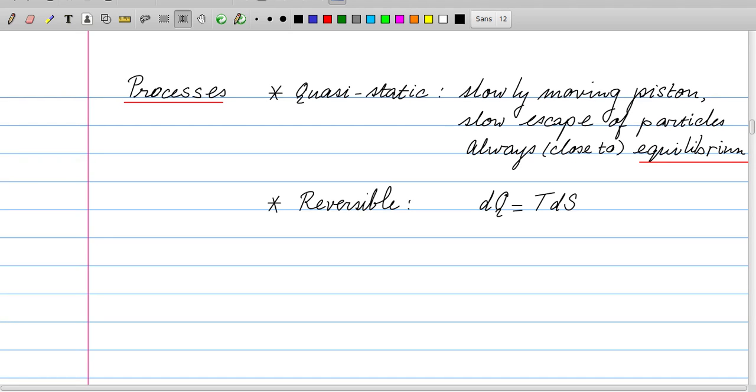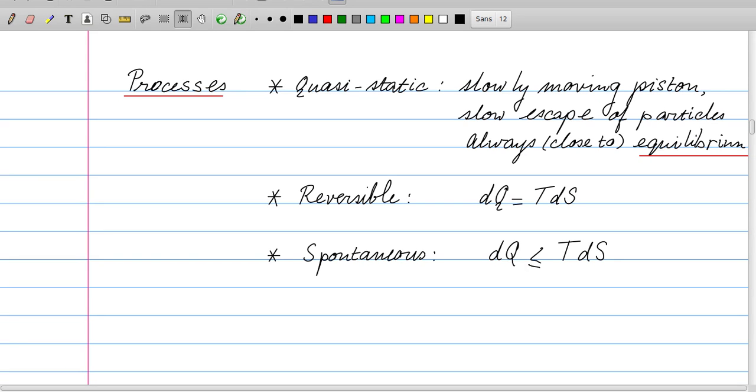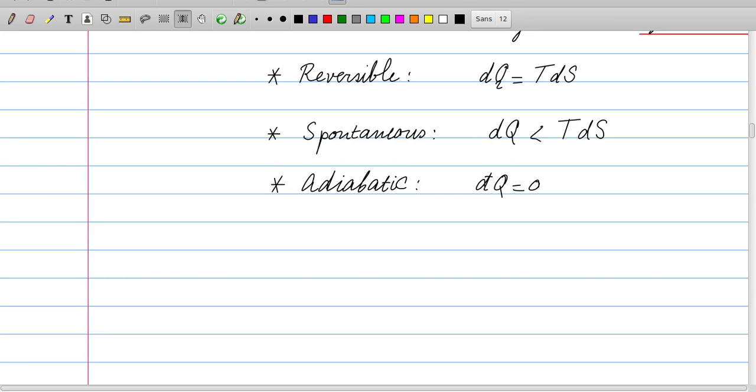The second type of processes that we distinguish are reversible processes, and those are processes for which the heat added to the system is the only cause of a change in the entropy through the relation dq is TdS. The third type are spontaneous processes in which the heat is smaller than or equal to TdS. In fact, the second law of thermodynamics tells us that TdS is always larger than or equal to dq. So for reversible processes we have the equality sign. For spontaneous processes, in fact, we have the strict greater than sign. Finally, there are adiabatic processes, and they are characterized by dq is 0. In other words, there's no heat flowing into or out of the system.